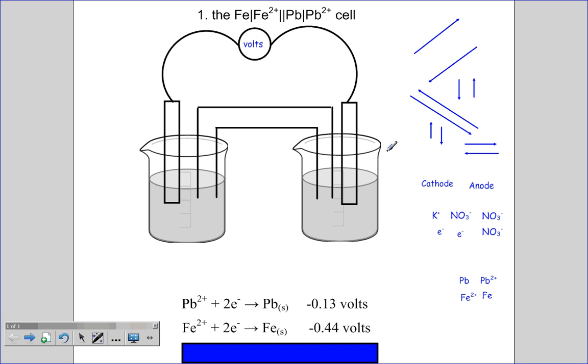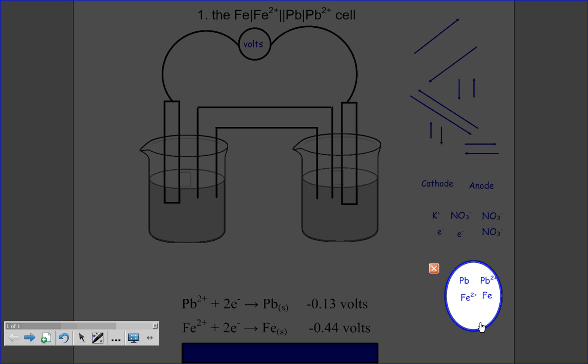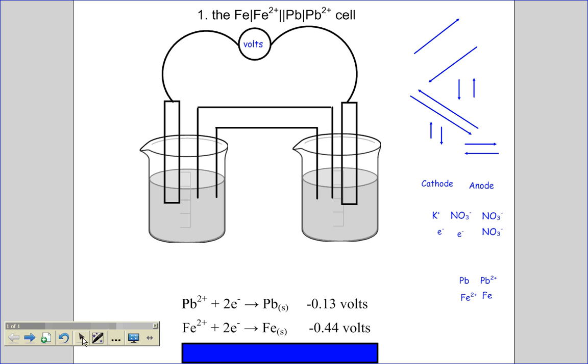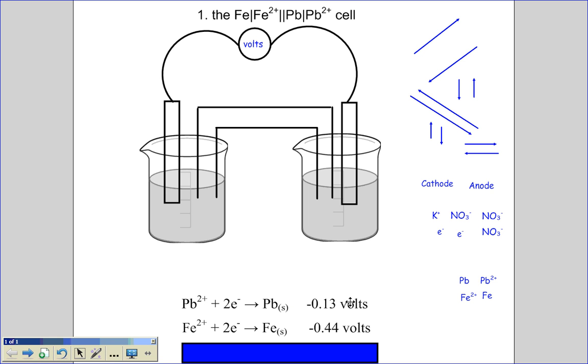Our very first one is the iron and lead cell. And so I've also made some iron and lead ions, because I know I'm going to have to put them someplace. The other part that I took straight from the table was the lead reduction half and the iron reduction half. So as we go through and describe the cell, I'll be able to move things into their right positions.